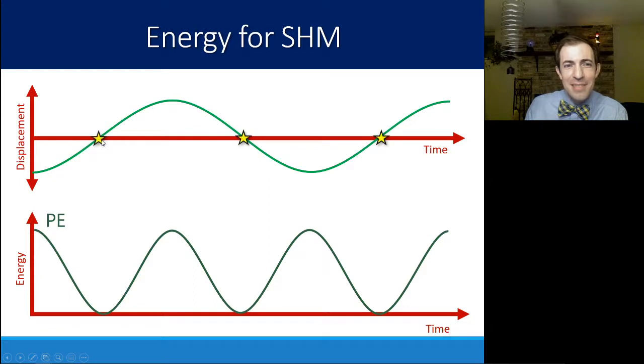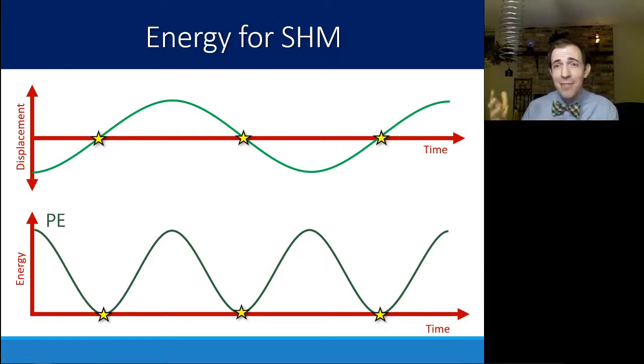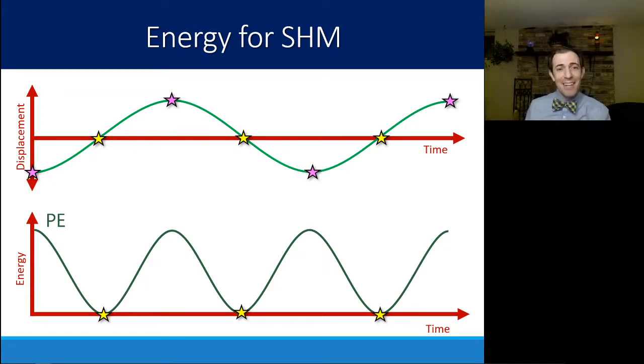When the displacement is 0, so is my potential energy. Right now, at the very middle, there is no potential energy. It's at its equilibrium point. But when my displacement is as far away from the equilibrium as possible, I result in a very positive potential energy.